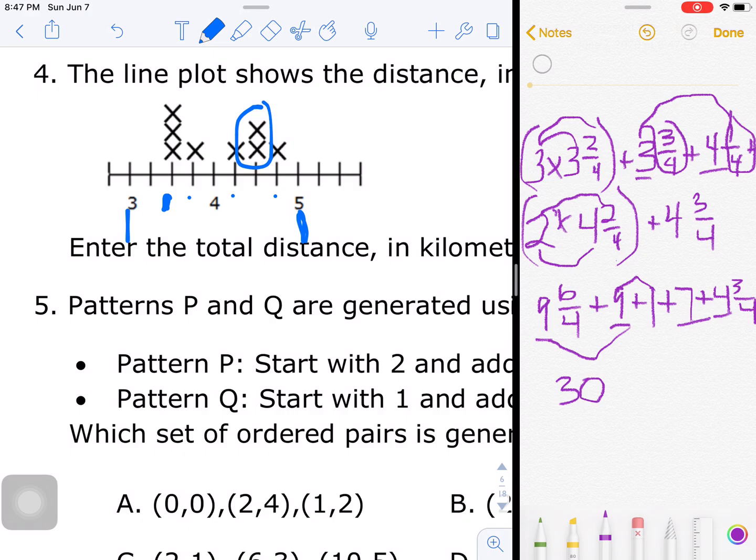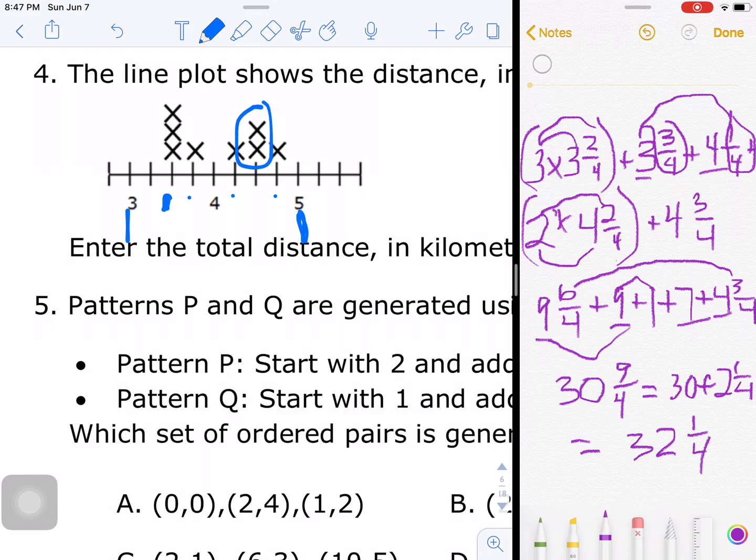And then I'm going to add my fractional parts, and I have 6/4 and 3/4, which is 9/4, which is the same as 2 and 1/4, and 30 plus 2 and 1/4 is equal to 32 and 1/4.